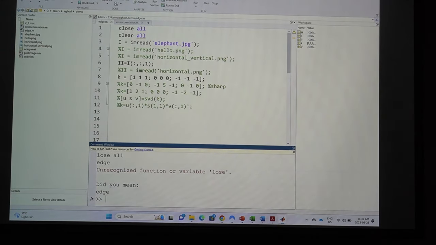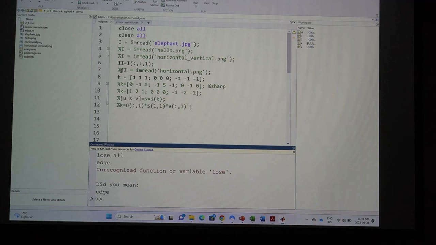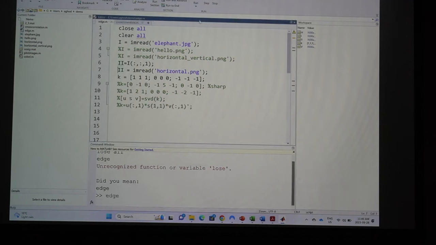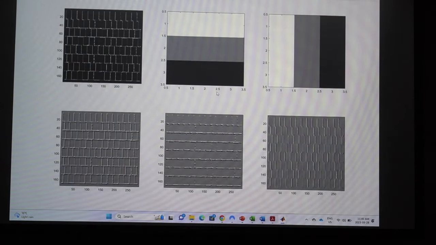I can show you another example. See, that's the original image. And when you convolve it with this one, you're going to see just the horizontal lines. When you convolve it with this one, you're going to see only vertical lines. And then you combine these two, you're going to see all edges, either horizontal or vertical. Okay? Is that clear? Yeah. Okay.